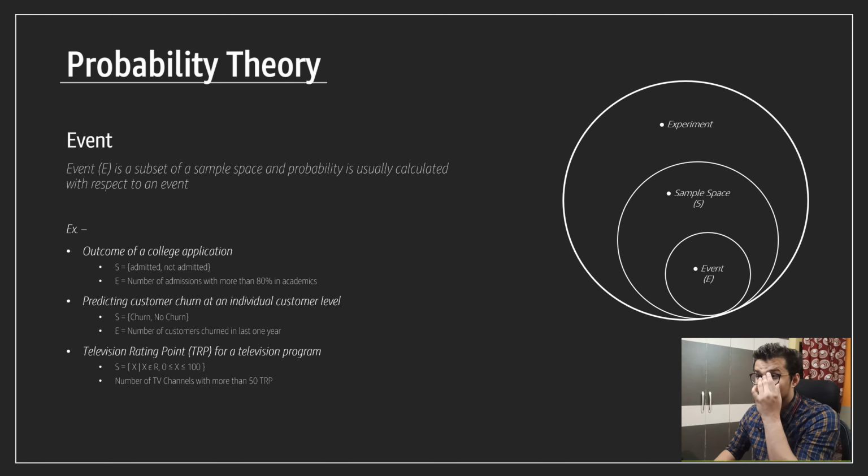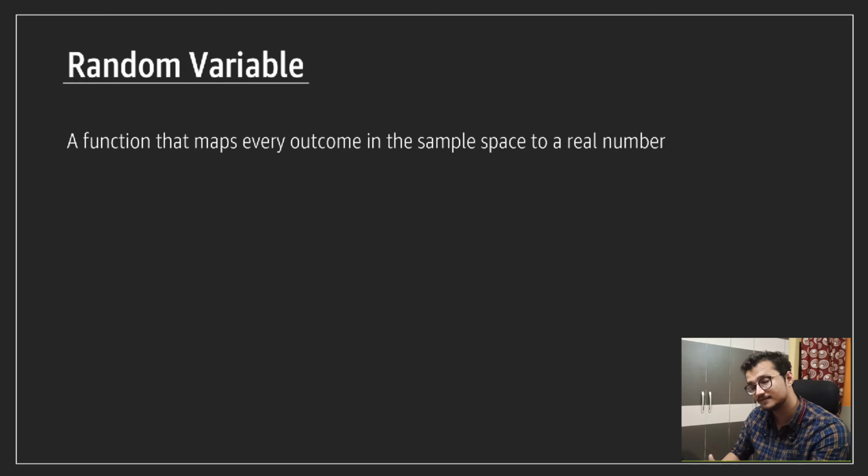So okay, now we move on to the basic concepts of statistics. These terminologies were definitely needed to understand the basic concepts of statistics, because as I said, we are going to use them further in the definition of other statistical terms. So next up we have the random variable. Now the statistical definition says that it is a function that maps every outcome in the sample space to a real number.